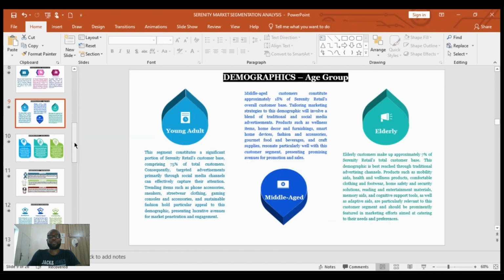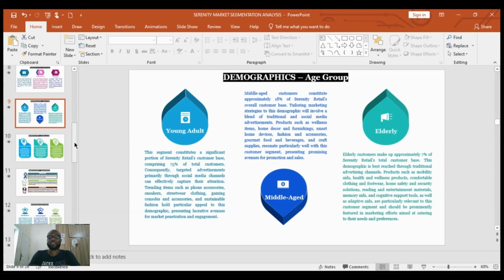And then we further break down the customers of Serenity Store in order to understand their preferred products and their preferred channel of adverts. In doing that, we're able to break the customers down, in terms of the data provided, into young adults. We discovered that this constitutes about 75% of the total customer base of the company. And we've listed some of those trending products that they prefer and their preferred channel of adverts.